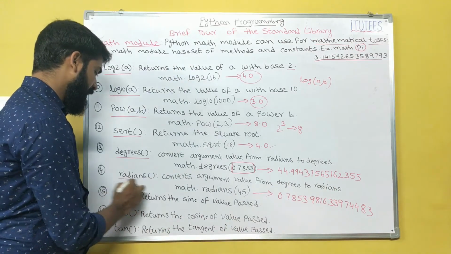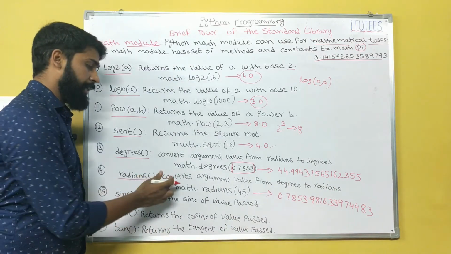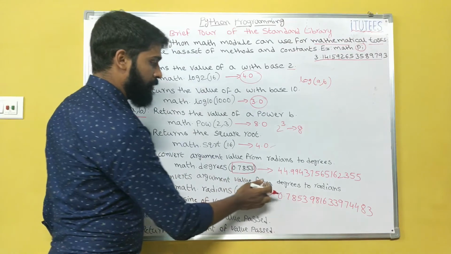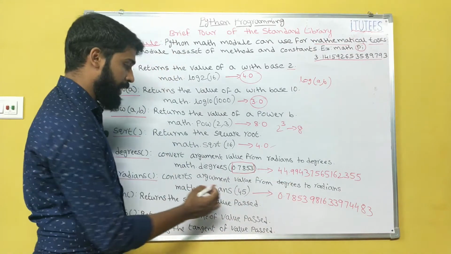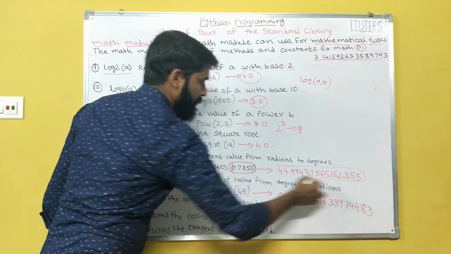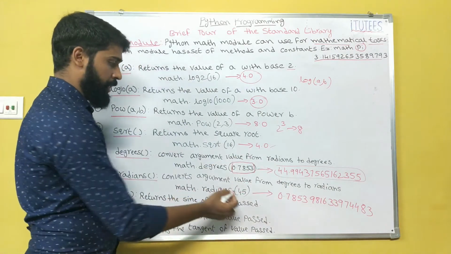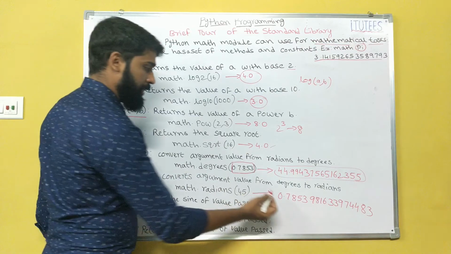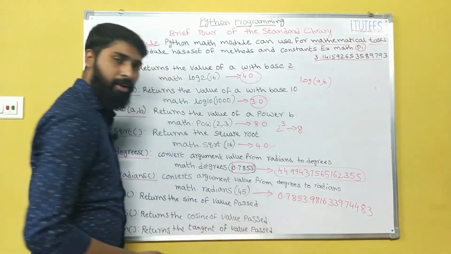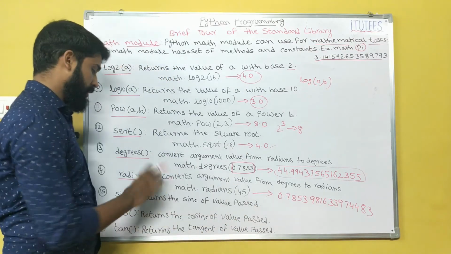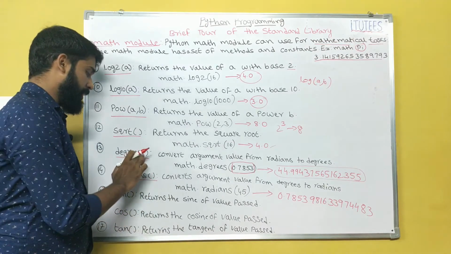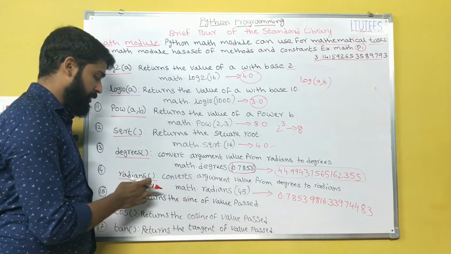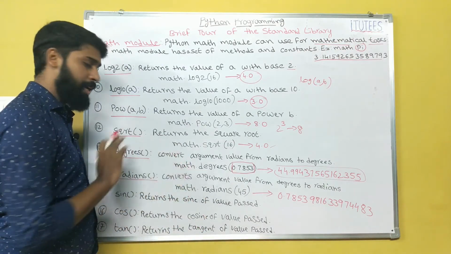The next one is radians. It converts the argument value from degrees to radians. Here I am giving the value 45. I give math.radians of 45. Then it returns 0.785398 like this. So radians is used to convert degrees into radians, and degrees is used to convert radians to degrees.